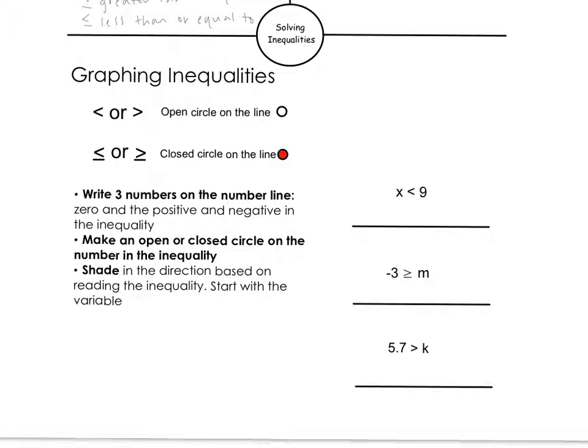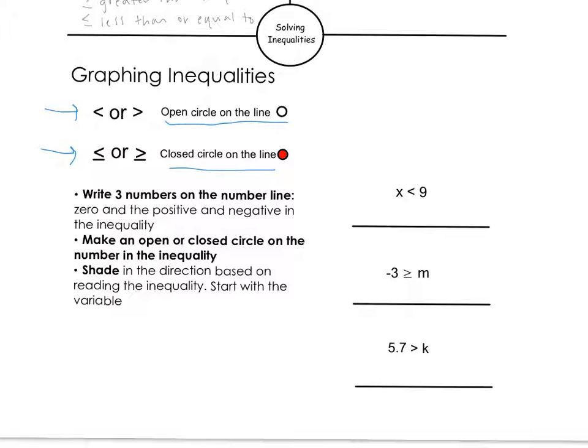All right, when we graph inequalities, we have to remember that a less than or greater than symbol represents an open circle on the line, but less than or equal to and greater than or equal to represents a closed circle on the number line, so we'll fill in that circle.